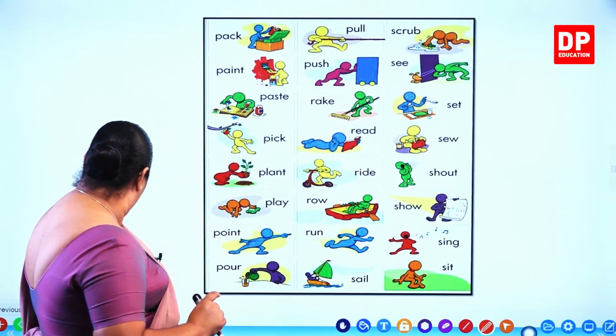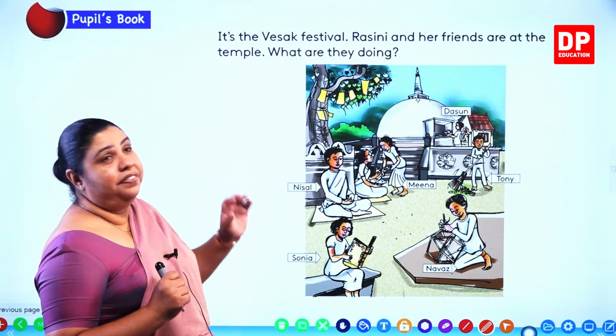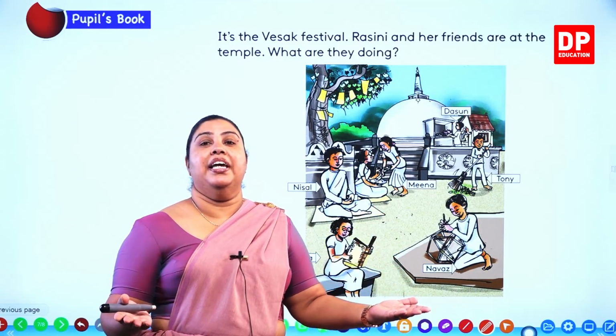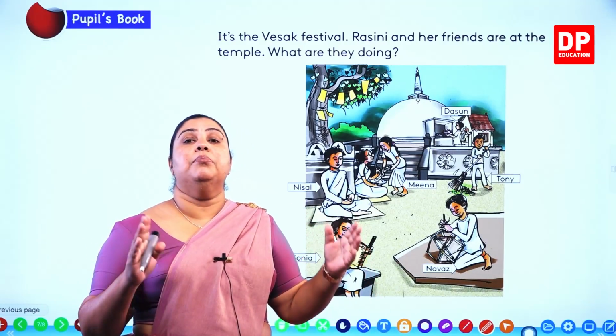So now we will go to our pupils book. Now we are in our pupils book. I hope you have turned to the correct page. It's the Vesak festival. Now in our unit number 5, we are talking about our festivals. And today's lesson is all about verbs.